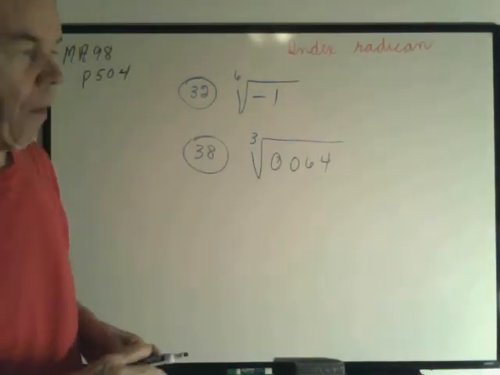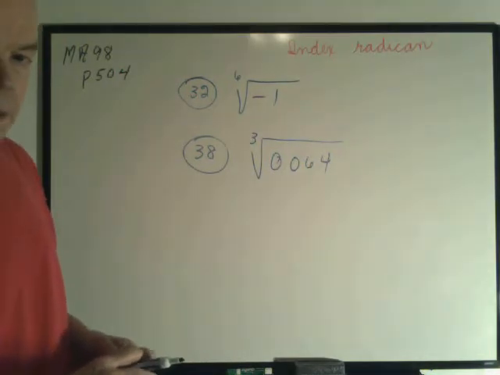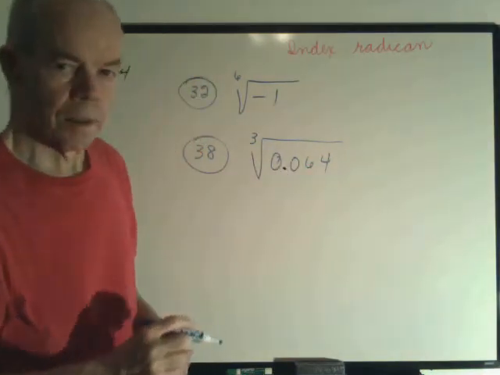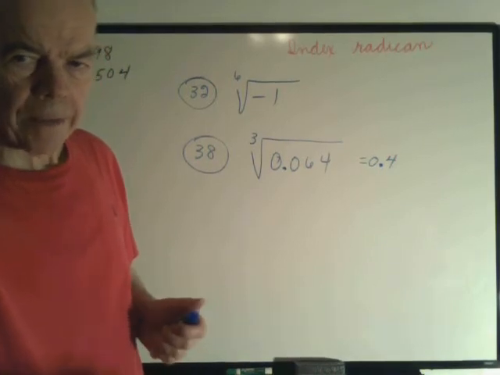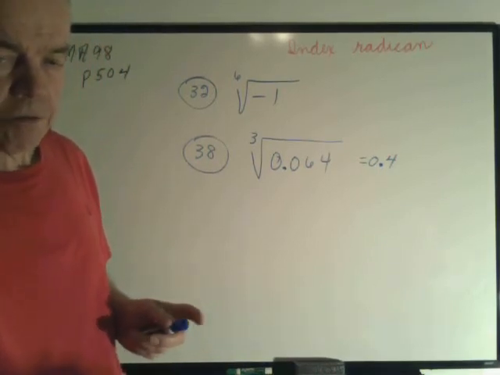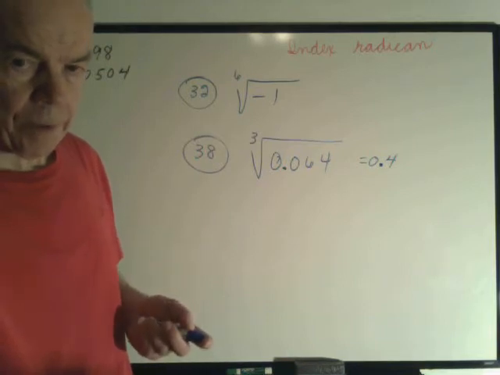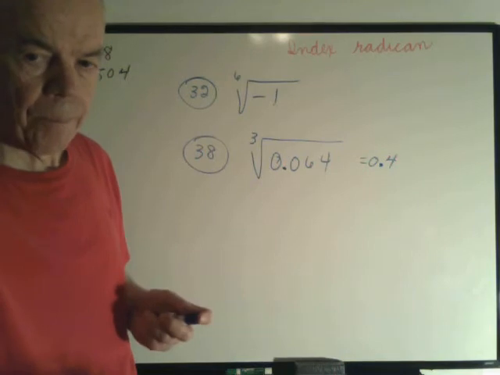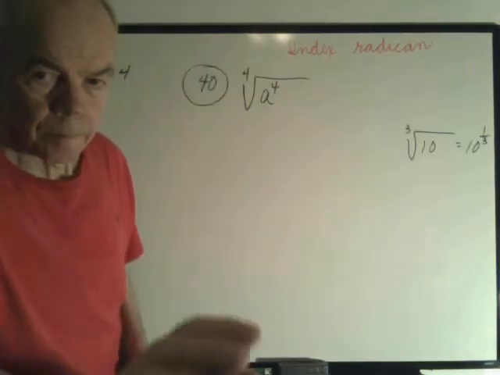Try number 38. Pause the video. All right, this is a decimal point right there. Pause the video and try it. Okay, the answer should be 0.4. If you multiply 0.4 by itself 3 times, you will get 64. All right, let's take a look at number 40.